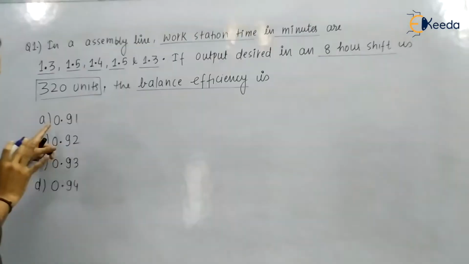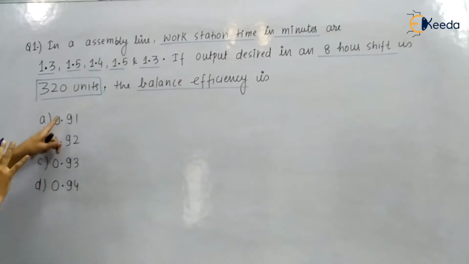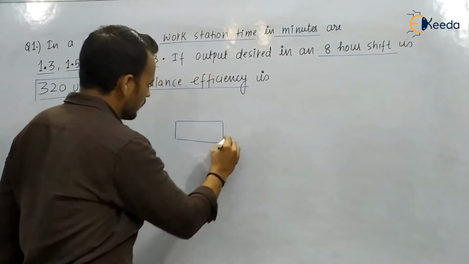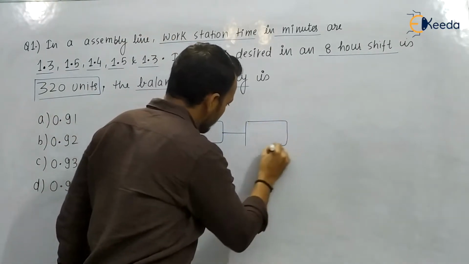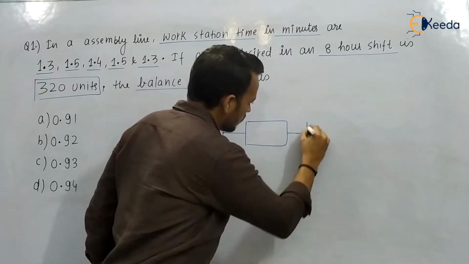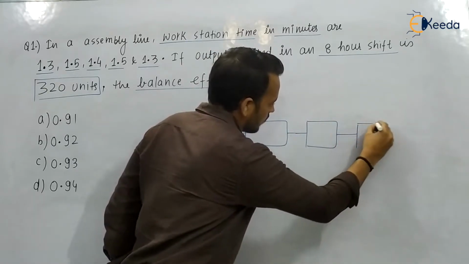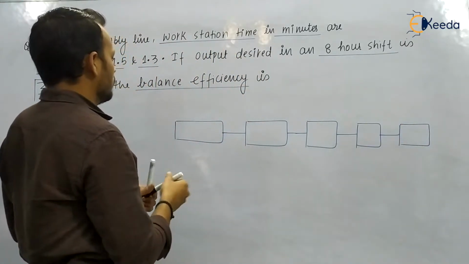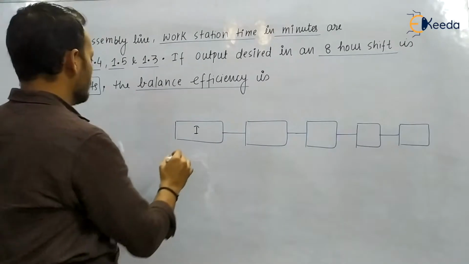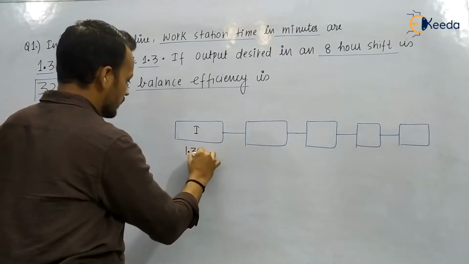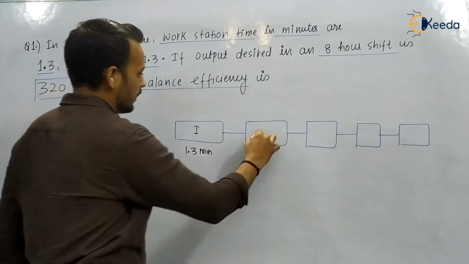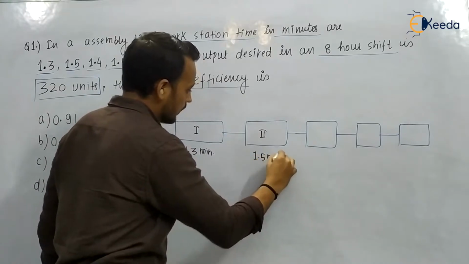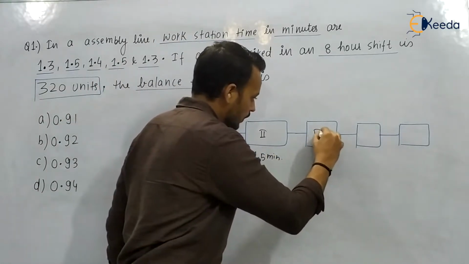The options have been given 1, 2, 3 and 4. So what we have to do, we already know everything. The 5 workstations are given, so we will make the 5 workstations 1, 2, 3, 4 and 5. At workstation 1, the time is 1.3 minutes. At workstation 2, the time is 1.5 minutes. At workstation 3, the time is 1.4 minutes.